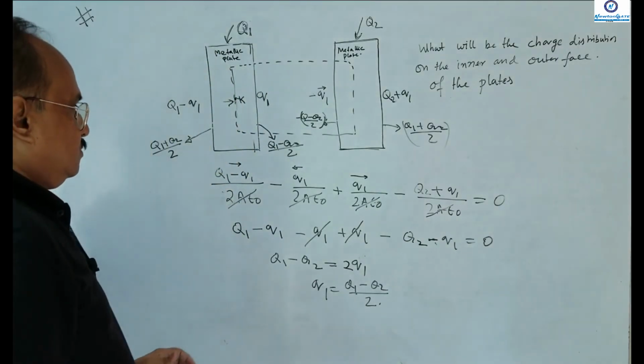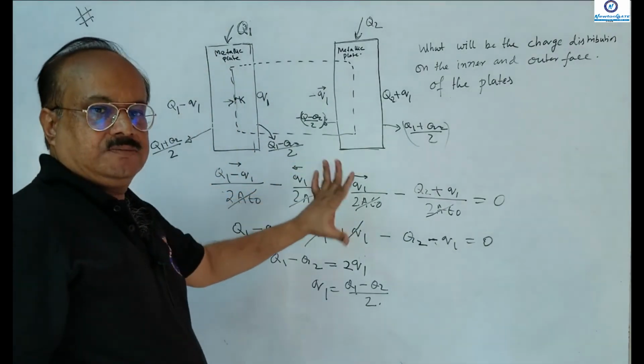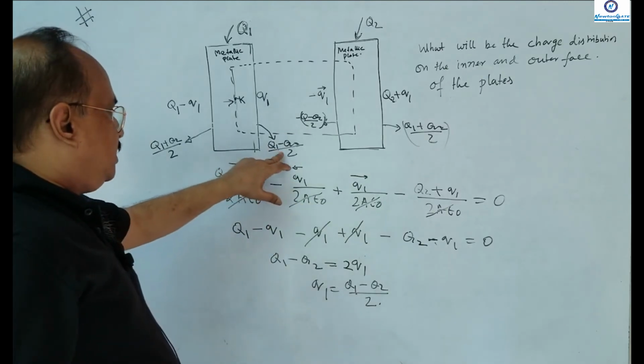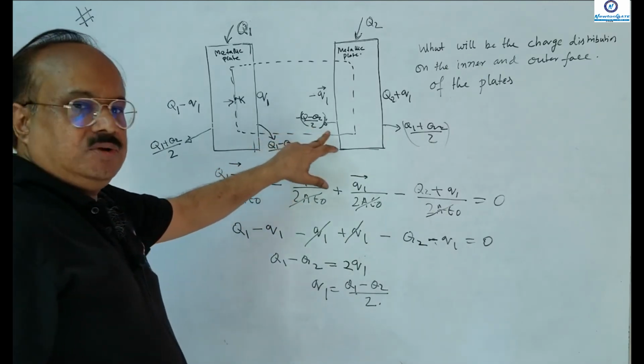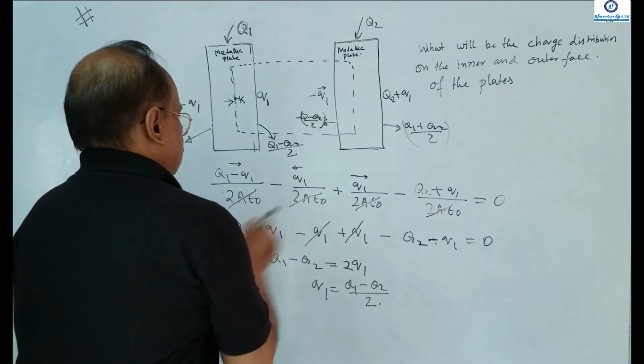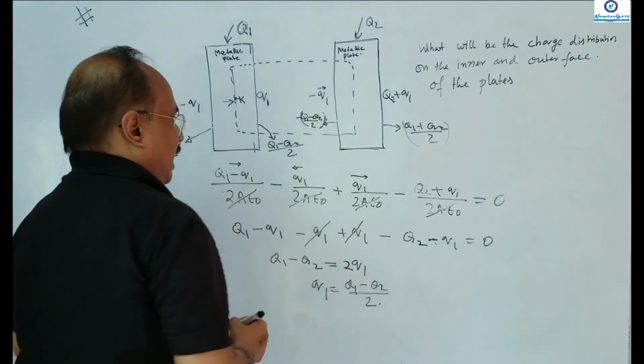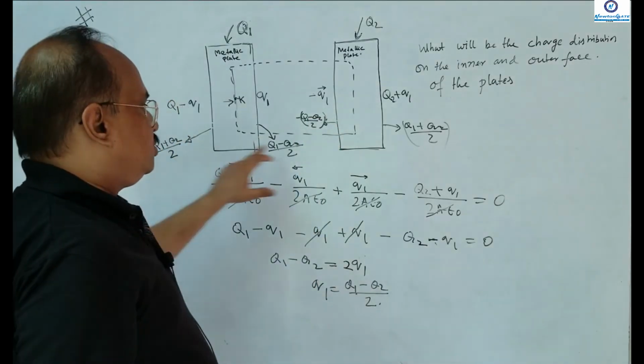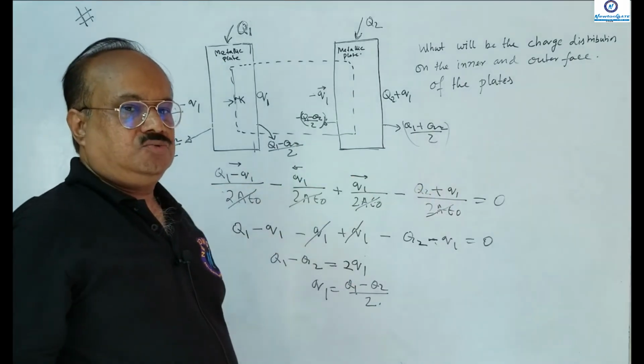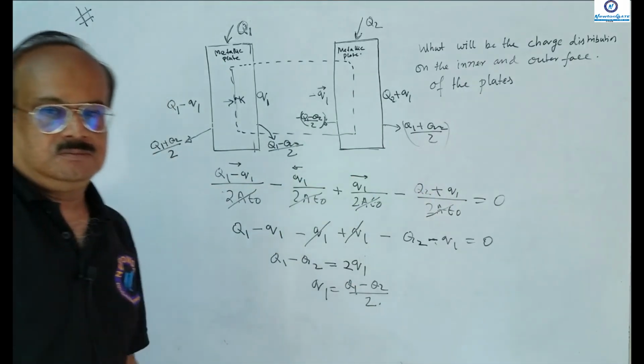That's all. So you can remember this as a formula. For the inner ones it will be Q1 minus Q2 by 2 and minus Q1 minus Q2 by 2. And the outer one will be equal to Q1 plus Q2 by 2, and this outer will also be Q1 plus Q2 by 2. That's all.